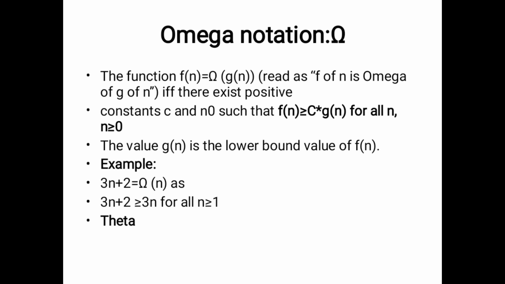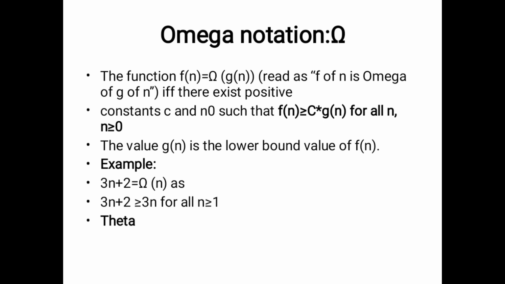For example, we take f of n equal to 3n plus 2 and g of n equal to 3n. Here we have to substitute values one by one. In the first case, we take n equal to 1. Then we put that 1, and we get 4 greater than or equal to 3. So it is a greater value.